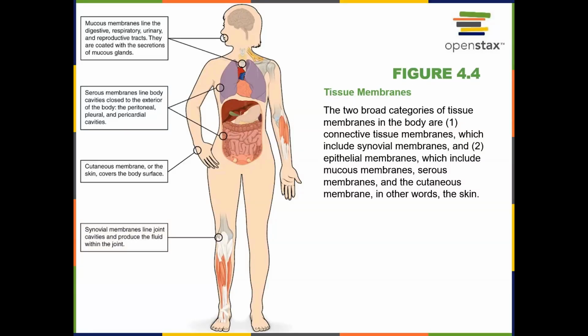The epithelium found in serous membranes is a simple squamous epithelium. That means there's just one layer of flat cells. So a very thin layer of flat cells, also known as a mesothelium. The mesothelium is the specific name for the simple squamous epithelium found in a serous membrane.